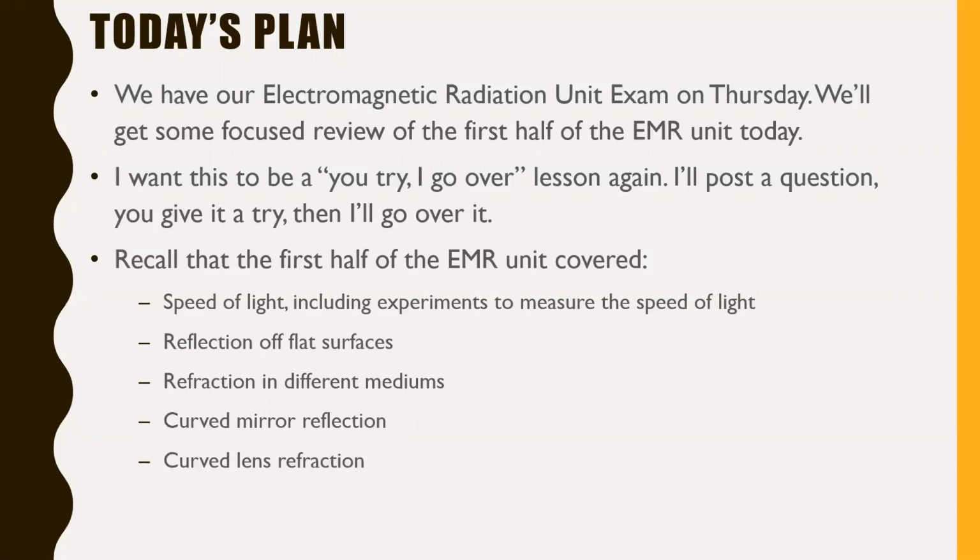Now recall that the first half of the EMR unit covered a whole gauntlet of things. The first thing was speed of light, which included experiments to measure the speed of light. Most notably, the one you really need to know is the Michelson one. We're going to do a question like that today. Reflection off flat surfaces, refraction in different mediums. The different mediums one is quite interesting. That's where light goes through, let's say, water, or ice, or a diamond, or whatever, and different properties of the light change as it goes through that medium.